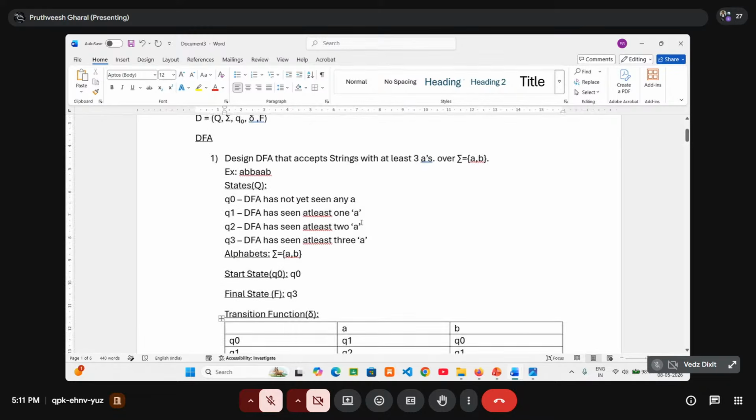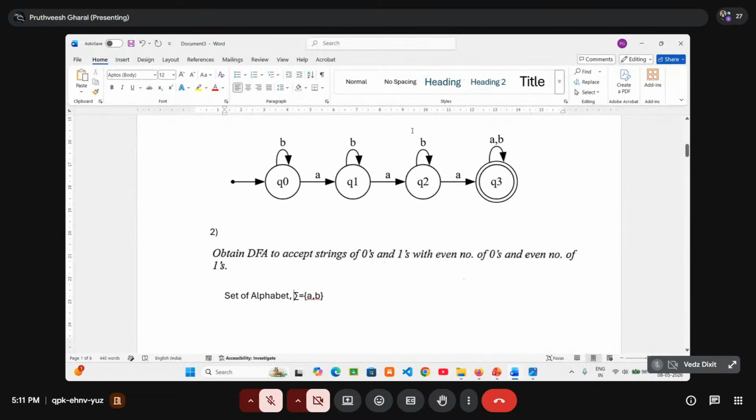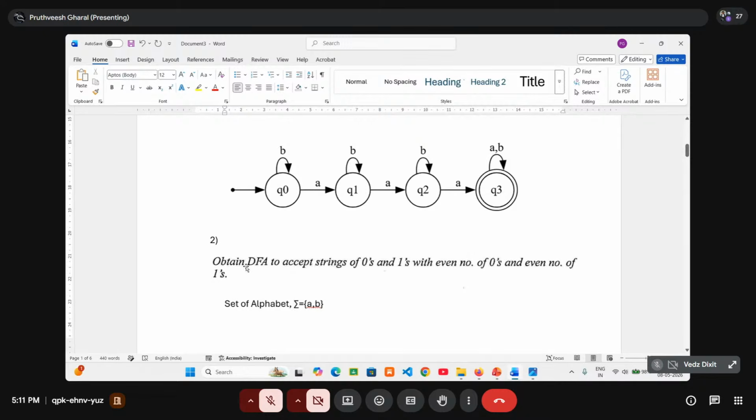Now next, what they have told us: design a DFA to accept strings of zeros and ones with an even number of zeros and an even number of ones. So whenever we receive a string with these input symbols, these alphabets, we have to decide whether they contain an even number of zeros and an even number of ones.